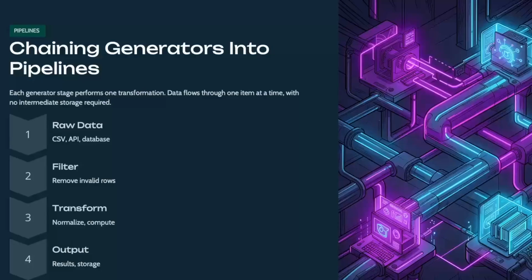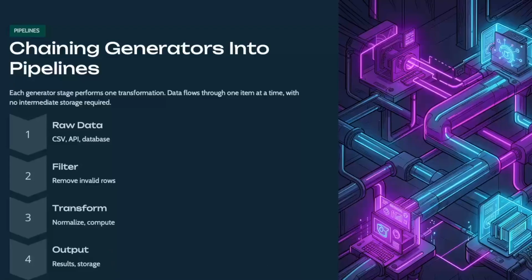Now, let's talk about data pipelines. This is where generators become extremely powerful. Imagine processing a CSV file. You might need to read the file, remove invalid rows, convert data types, and produce results. A beginner might store the output of each step in a separate list. This would waste memory. Instead, generators allow us to chain operations together. Conceptually, raw data goes to a filter, then we transform, and then we get the output. Each stage processes one item at a time. No massive intermediate lists are created.